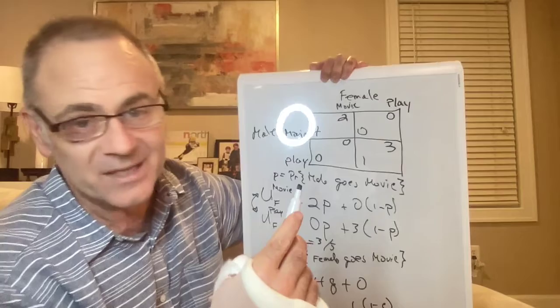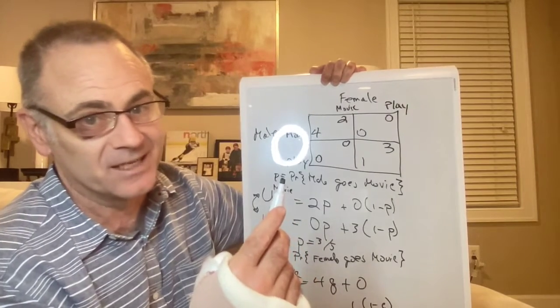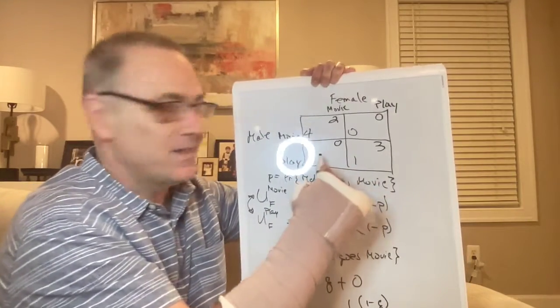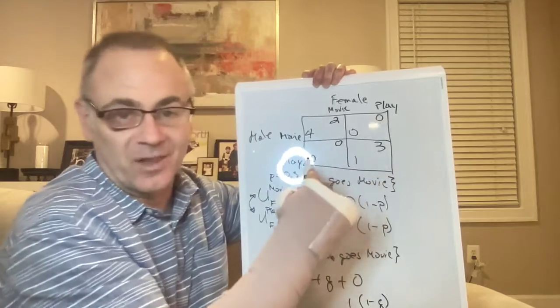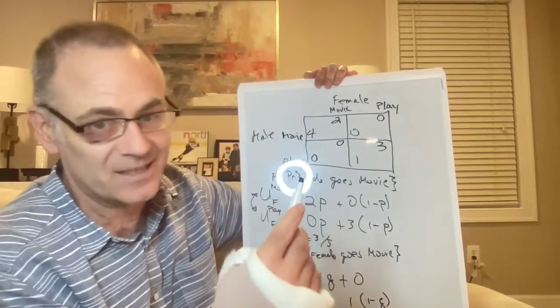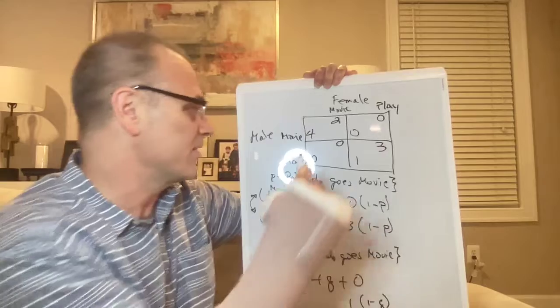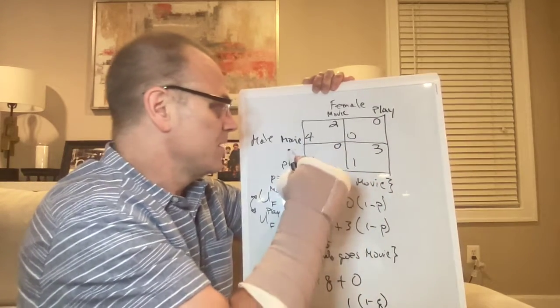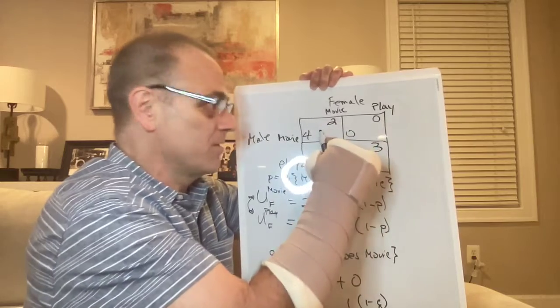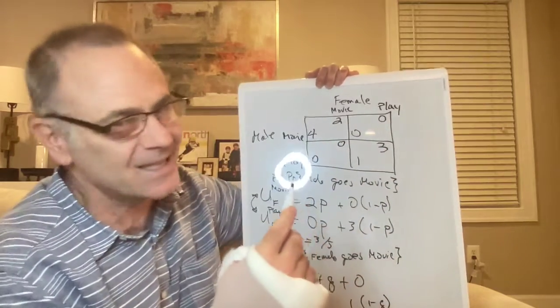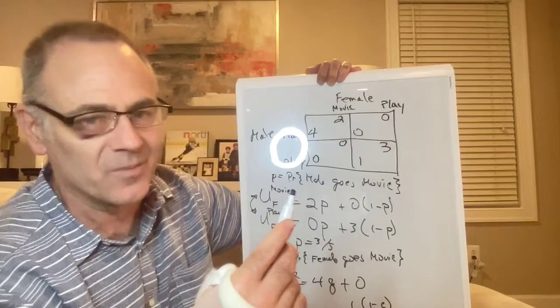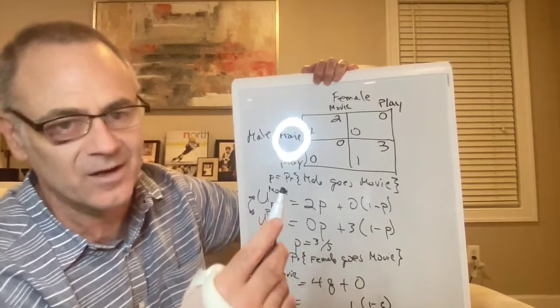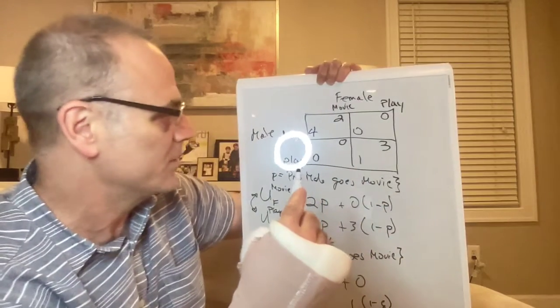So, by the way, the mixed strategy I don't think makes much sense because there's always a probability that they end up going to different places. If they're both mixing, they're both picking randomly, there's a chance that the male's going to go to play and the female's going to go to movie, or the opposite. So that doesn't seem like the equilibrium that makes the most sense. Seems like it's got to be one of the pure strategy equilibria.